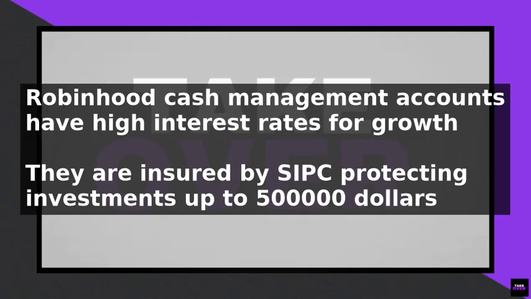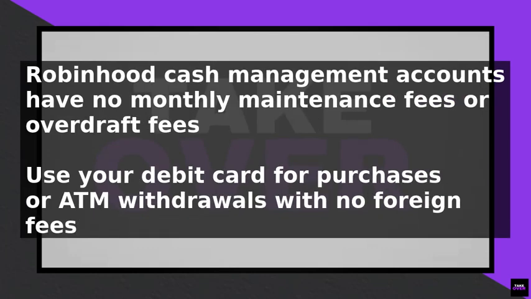You can also use your debit card to make purchases or withdraw cash from an ATM, with no foreign transaction fees. To make the most of your Robinhood cash management account, consider setting up direct deposit to automatically transfer a portion of your paycheck into your account. You can also use the app to track your spending, monitor your account balance, and receive alerts and notifications to help you stay on top of your finances.